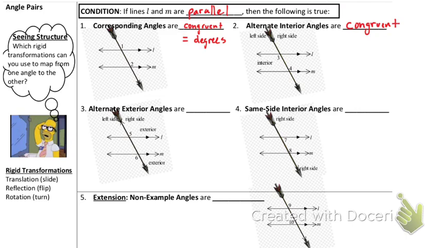The next one is alternate exterior angles. Now we're looking at the outside angles, outside from the parallel lines. So here's my parallel lines. The angles are on the outside. Angle 5 and angle 6 are on the outside, and they alternate across the transversal, so they are on different sides of the transversal. One's on the right side, one angle's on the left side. That is alternating. So 5 and 6 are alternate exterior angles, and these two are also congruent.